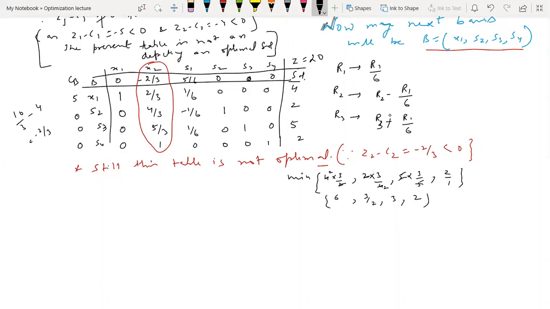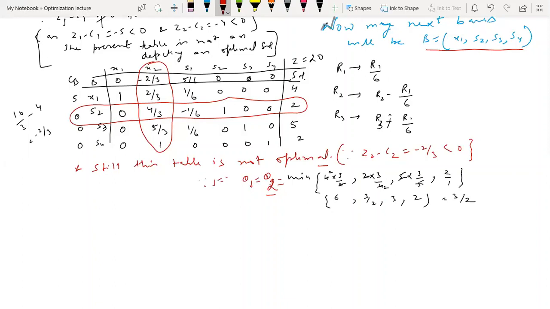So the minimum value is what? This is 3 by 2. So the 3 by 2 value is coming at the second one. So that means my second variable is leaving the basis. Okay. So this minimum ratio is what I'm calling theta j. Because j is equal to 2 here, I should say theta 2. Okay. So theta j is actually theta 2, right? Because j is 2 here. Okay. So that you can see from this.